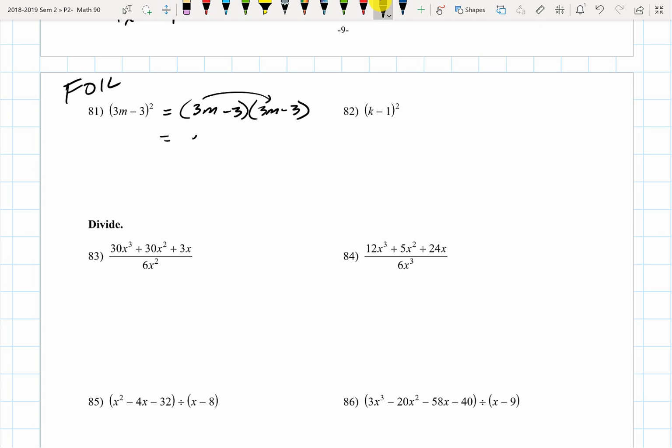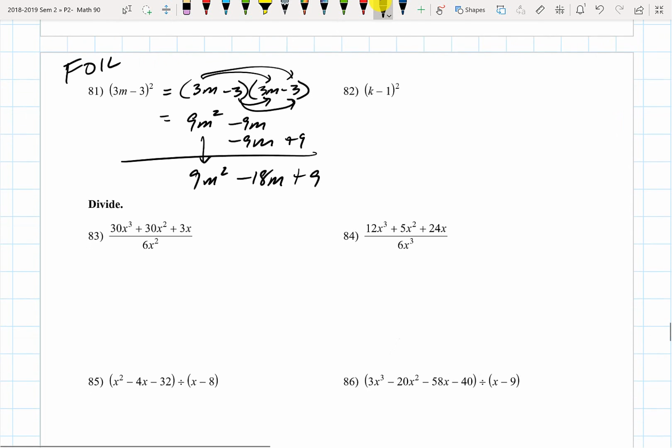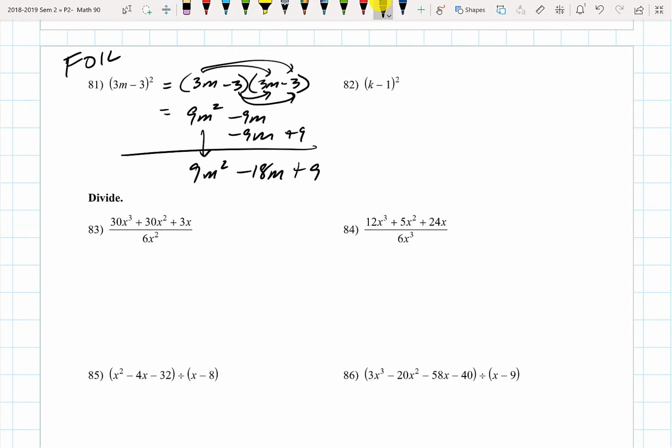All right, so you get 9m squared minus 9m minus 9m and then plus 9. Notice that the middle terms do not cancel out. You get a negative 18m in the middle. So be careful on these. Whenever you square things, it means that you multiply by itself.